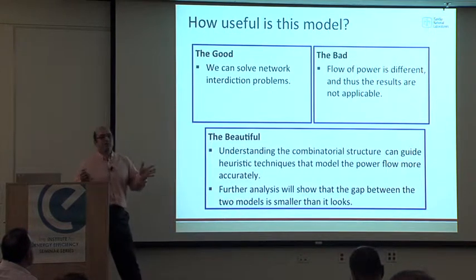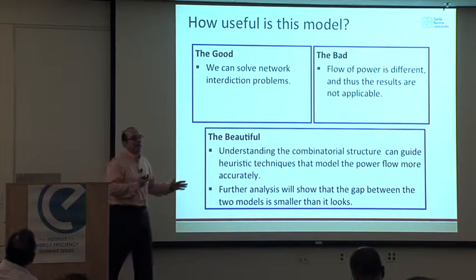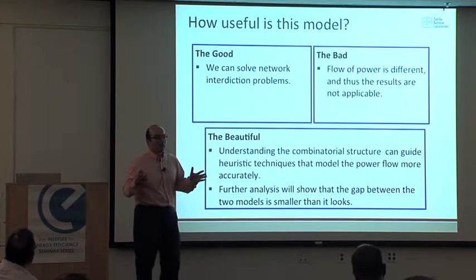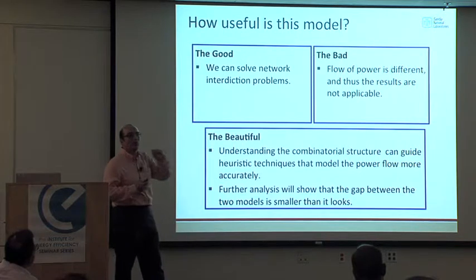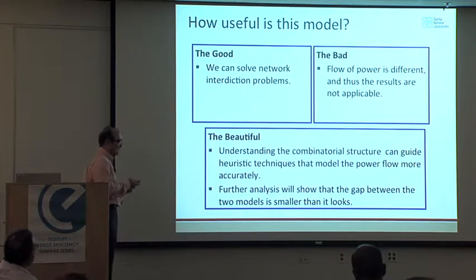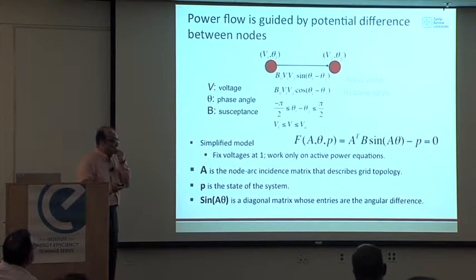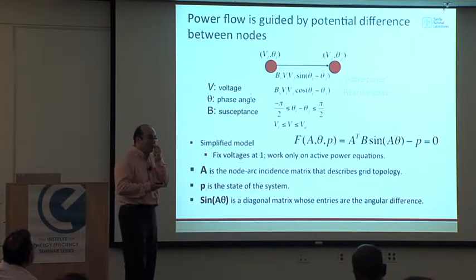Actually, the gap between the two models is not as wide as it looks. It's much smaller, and I will start with the power flow equations and derive this model, and along the way, I'll list all the assumptions I'll be making. All right, so I said the flow of power cannot be explained with that model. So what is the flow of power?